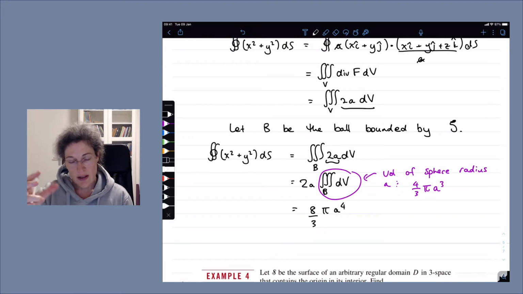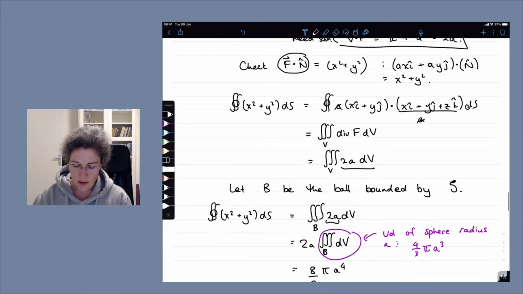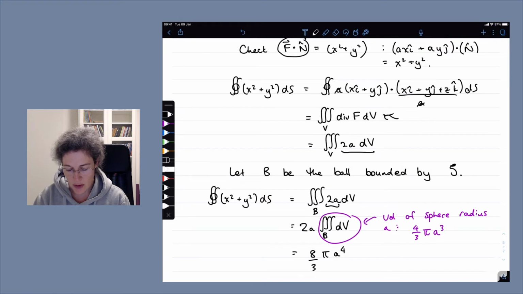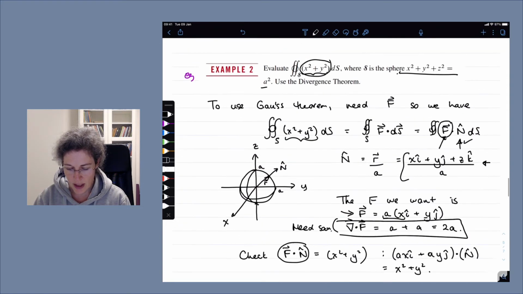So although we've done quite a lot of thinking along here, it's probably still quicker and less work to have worked out this volume integral over here than it would have been to figure out the surface integral of this thing over the whole surface. You could certainly do it, and I encourage you to try, but Gauss's theorem makes things much quicker.